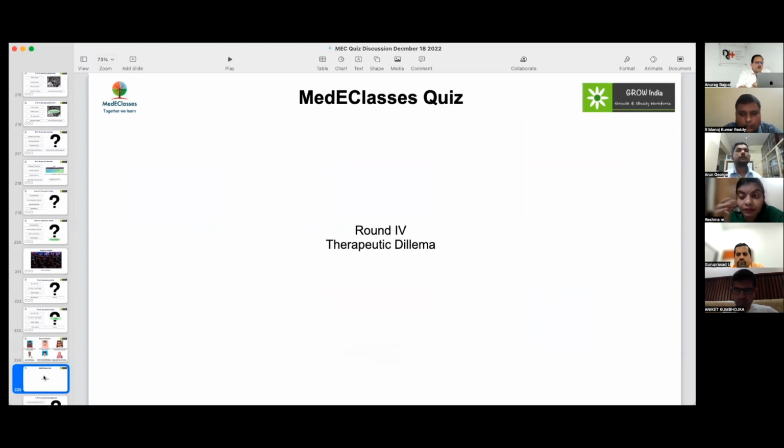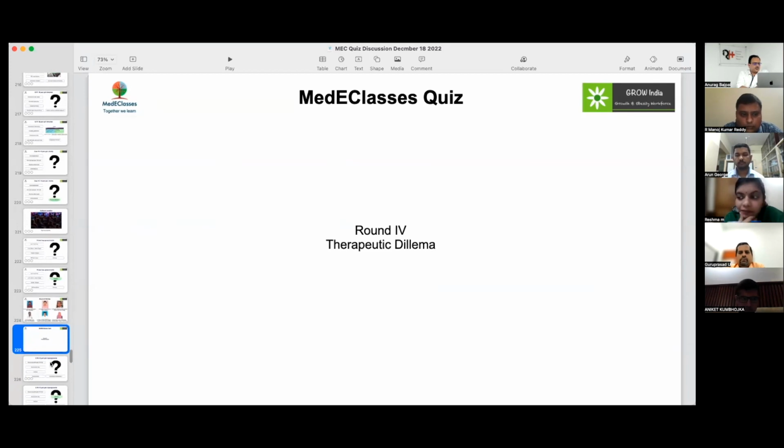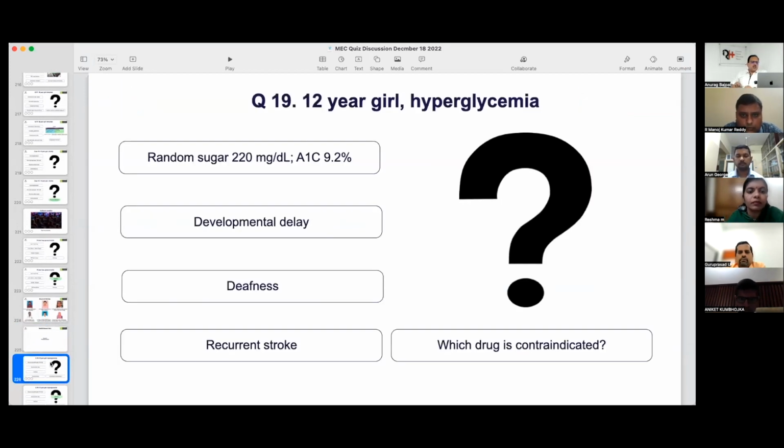So the fourth round is therapeutic dilemma. So this is about questions, what sort of treatment should be given and what should not be given. So we will again go in a reverse order. Dr. Guru Prasad, this will be your direct question. Your question is, a 12-year-old girl with hyperglycemia, sugar is 220, HbA1c is high, there is developmental delay, deafness, and recurrent stroke. Which drug should you not use?